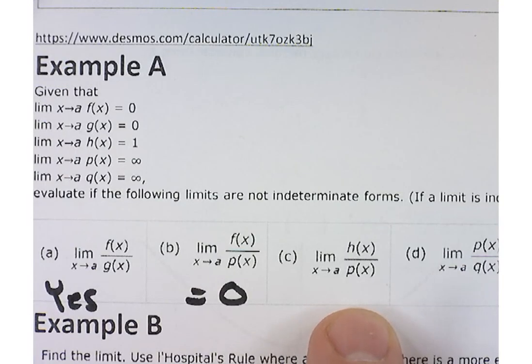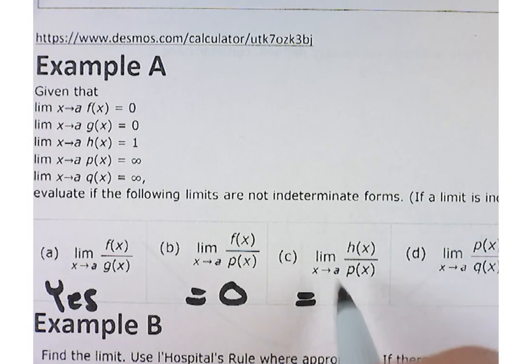No. h of x is going to 1, p of x is going to infinity. It's not indeterminate, but we don't really need L'Hopital's rule. Can anyone tell me what that limit is? 0. Negative infinity. Well, 1 divided by infinity is going to be 0.